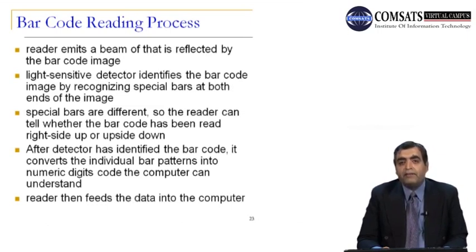After the detector has identified the barcode, it converts the individual bar pattern into a numeric digit code the computer can understand. Basically, it converts the light signals into digital signals, meaning in the form of 0 or 1. The barcode reader then feeds the data into the computer as though the number had been typed on a keyboard. And in this way, the computer understands the code and does the further processing. Like in the departmental store, using the barcode, the computer checks the database with the help of this barcode, and it then tells the price, the quantity, the type, and everything about the product.